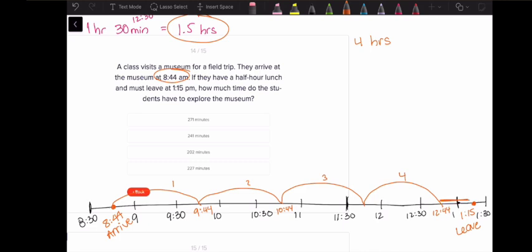So from 12:44 to 1:15, we add 10 minutes. That lands us at 12:54. Add another 10, it's 1:04. Add another 10, that's going to be 30 minutes, and it lands us at 1:14. So add one more, and that's going to be 31 minutes. So we have 4 hours and 31 minutes.